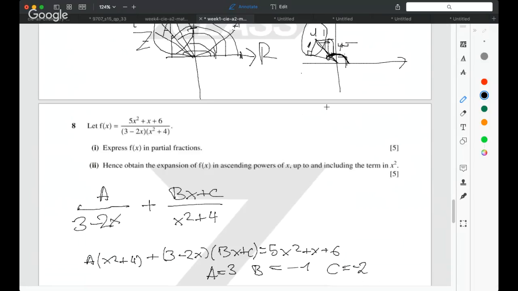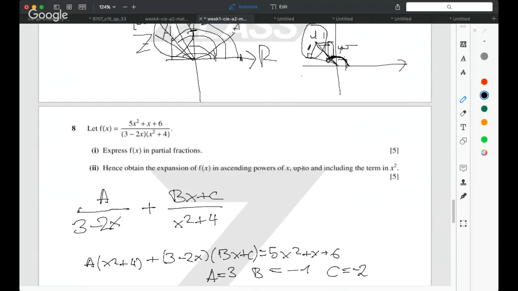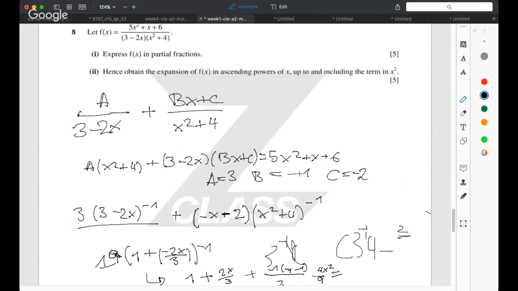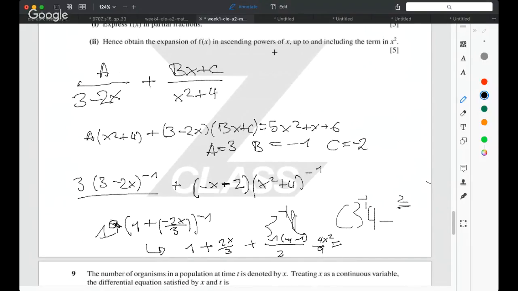Because the question asks you to expand up to x squared, you first expand the left hand side, the first term, and then you expand the second term up to x to the power 2, and then you add them up. So how do you expand the second term? The second term is minus x plus minus 2, and then I'm taking out the 4 to the minus 1, so divide by 4.